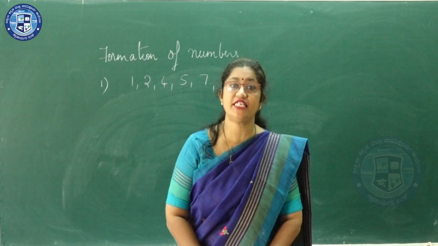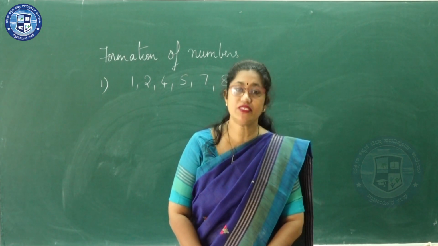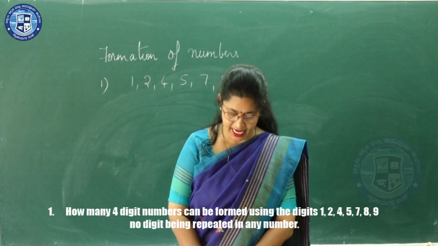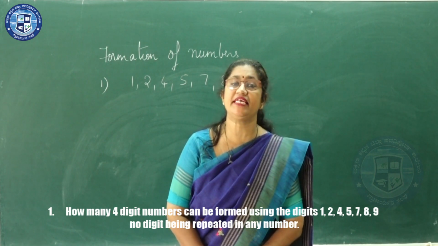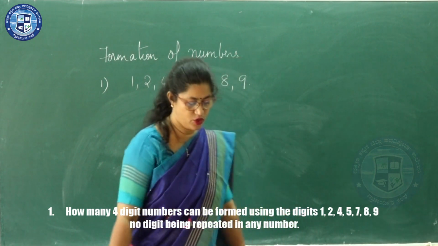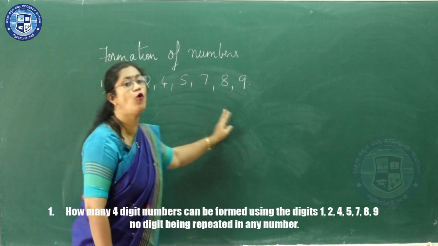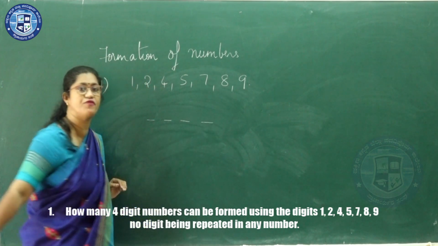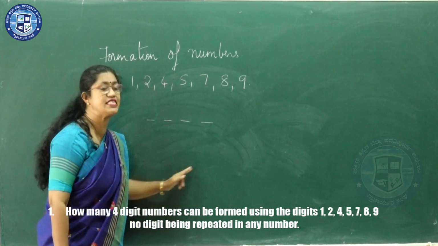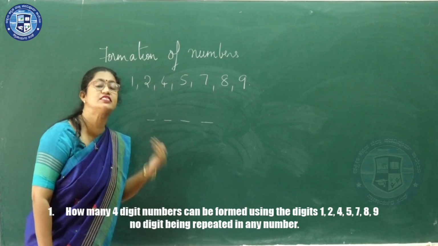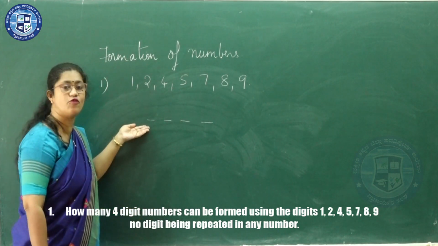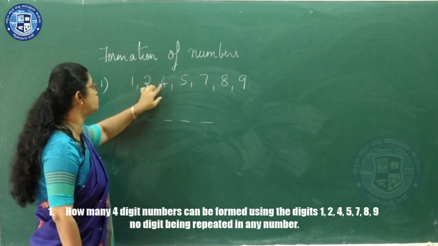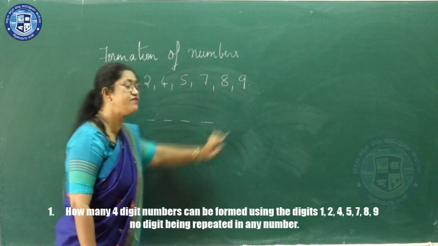How many 4-digit numbers can be formed using the digits 1, 2, 4, 5, 7, 8 and 9, no digit being repeated in any number? So the question says, how many 4-digit numbers can be formed? So let us say there are 4 places to be filled. Now there is no restriction on any place, so I can start from anywhere. Let me start from here. Totally I have how many options? Please count. 1, 2, 3, 4, 5, 6 and 7 options.